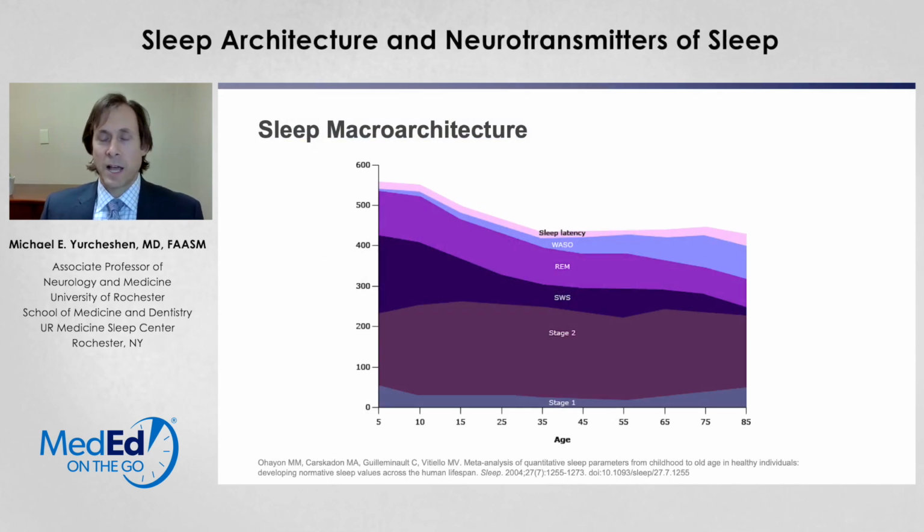This is a slide that I think does a great job in capturing what sleep macroarchitecture looks like across the lifespan. On the x-axis, you'll see age from 5 to 85, and on the y-axis, there's minutes of sleep all the way up to 600. A few points about this slide. Number one, as we age, we require less sleep. So children get more sleep than older adults.